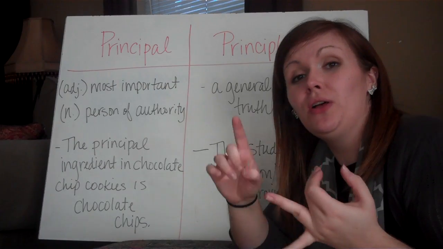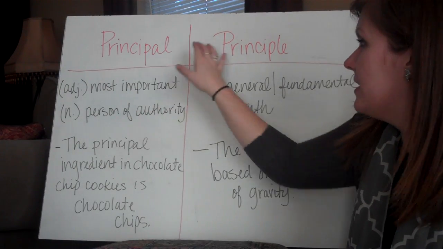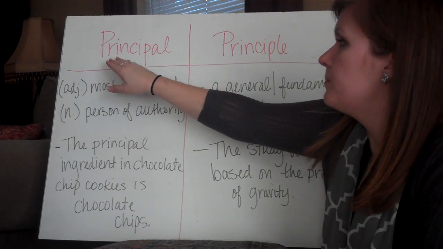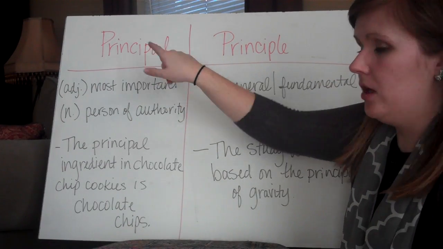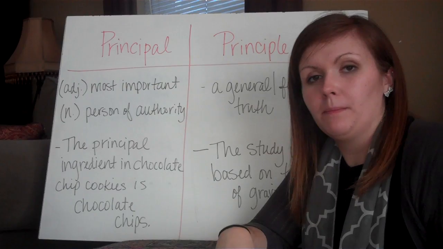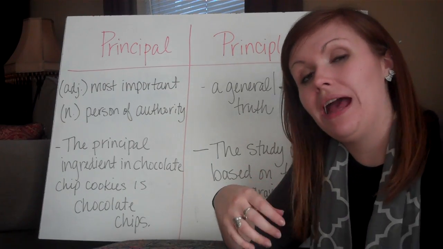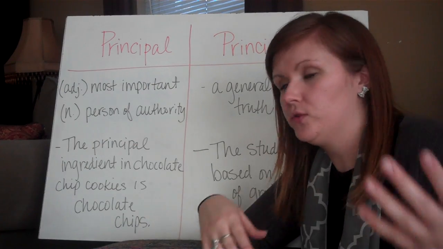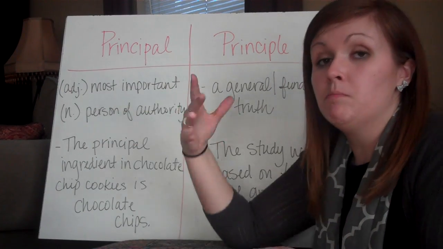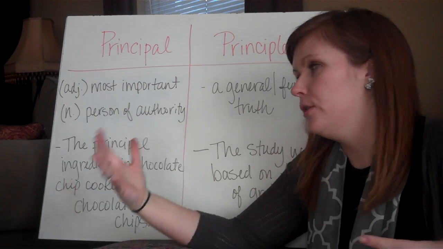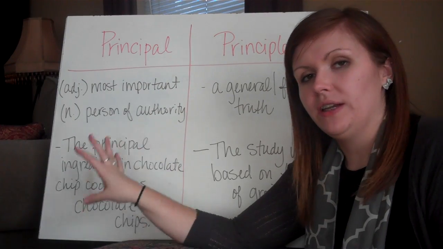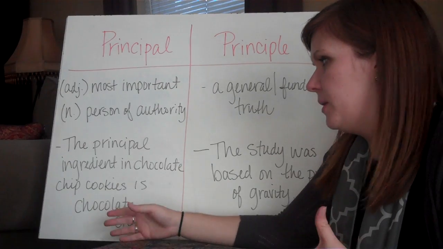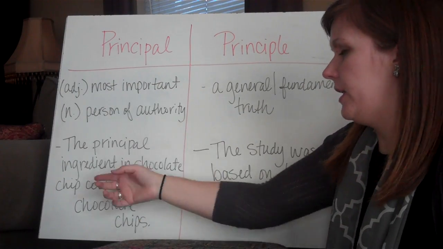Next, we've got 2 words, principal and principle. They are spelled almost identically, and they have the exact same pronunciations. Principal, spelled P-A-L. I always used to remember it like principal is actually a person. A pal can be a person, so that's one that we always remember is the person of authority in the school. It can also mean something that is the most important, like of an idea or a notion. And that's the way I used it in a sentence here, in saying the principal ingredient in chocolate chip cookies is chocolate chips, because it's the most important ingredient.